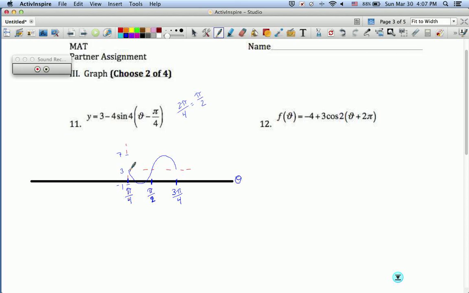Okay, so how much do I need to get back to the y-axis? Well, I need a distance of pi over 4 away, which is half of the graph. So I'm going to go like this. And right there will be my y-axis.